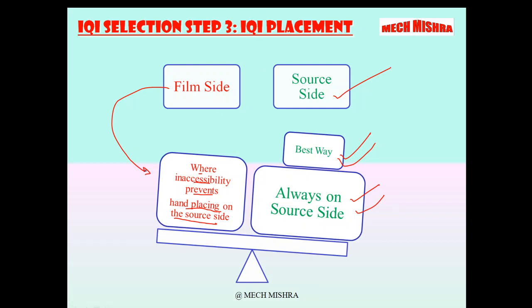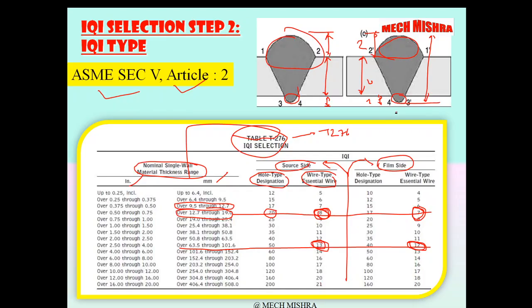So when there is a constraint, some inability, only then we need to go for the film side. Otherwise we need not go on the film side. So this is to be avoided, and this is to be always followed. And where there is inaccessibility and we cannot put it on the source side, then we need to take the essential wires from the film side, this one.